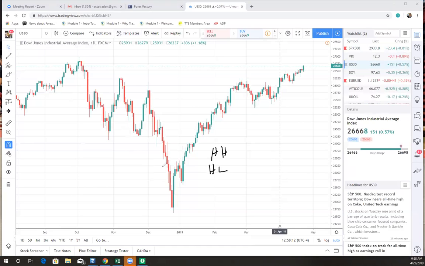So what is a higher high? What is a higher low? It just simply means that when the low is higher compared to the previous low, then you have a higher low. You have point 1, point 2, point 3.